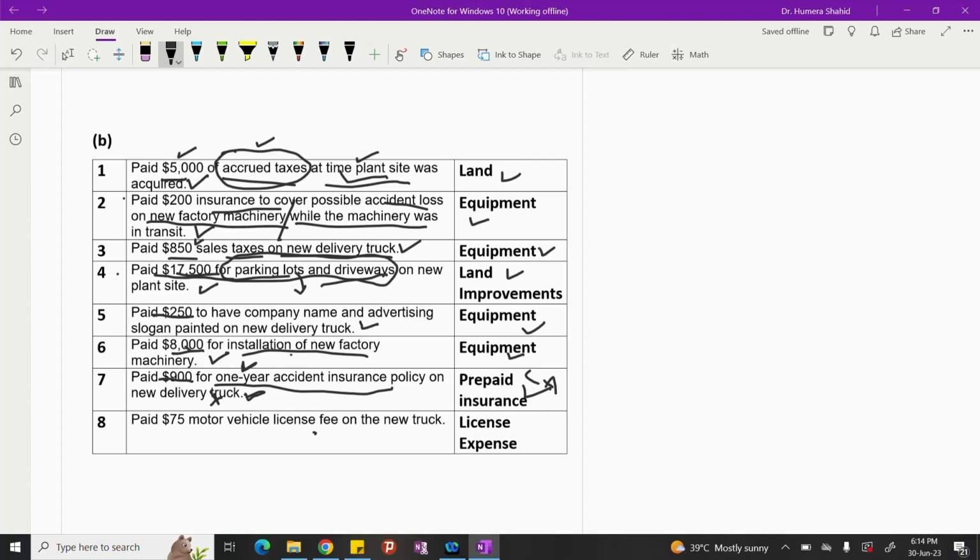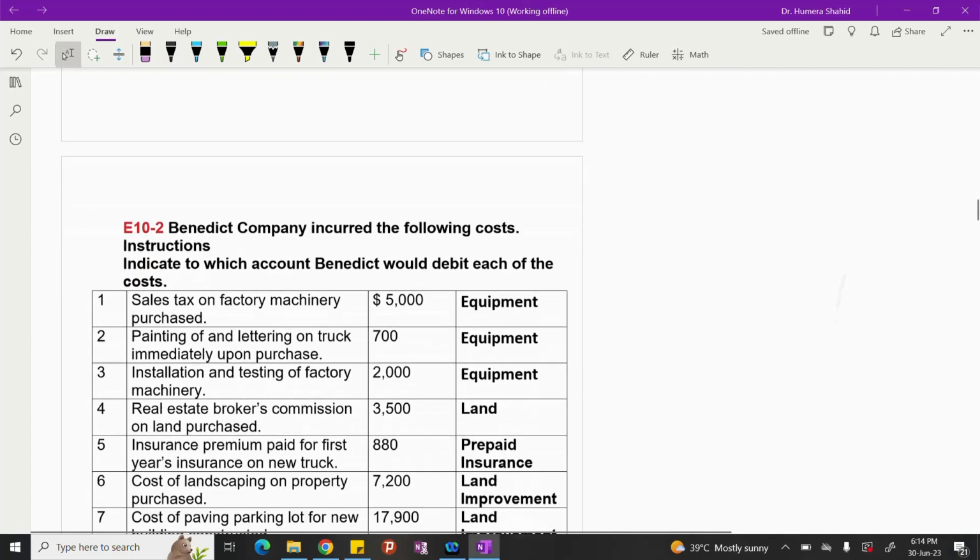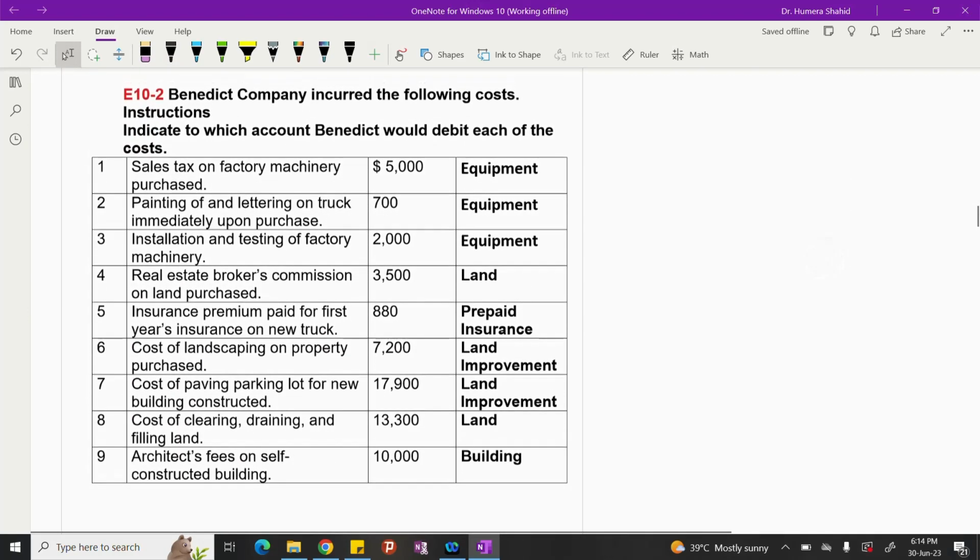Okay. Paid $75 motor vehicle license fee. Motor vehicle license fee, every time you have to renew the license on the new truck, so it's a license expense. So this is the explanation for your exercise number 10-1. Now, on similar grounds, we are also going to solve exercise number 10-2.